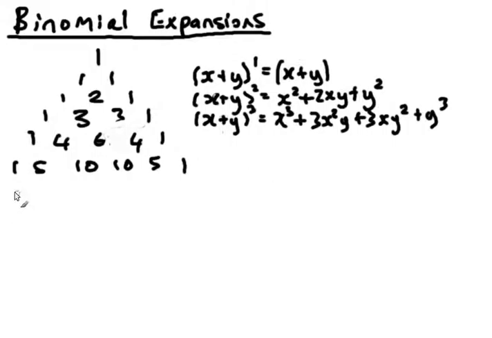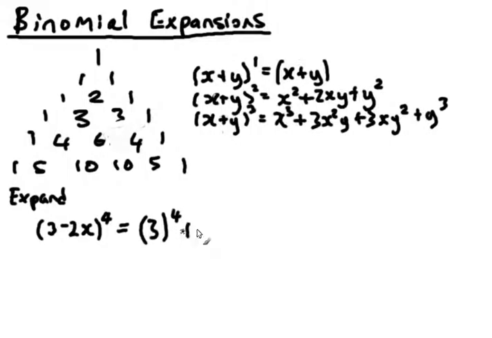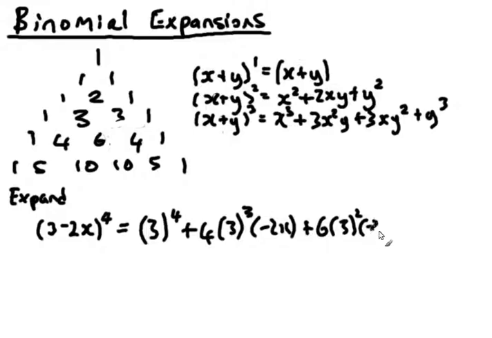It's useful for stuff like this, and this isn't an unusual question. Expand 3 minus 2x to the power of 4. Now naturally we're going to need the next row down. We're going to be doing 3 to the power of 4 first. Then we're going to be adding 4 times 3 cubed times minus 2x. Then 6 times 3 squared times minus 2x squared. And then 4 times 3 times minus 2x cubed. As you can see, one power goes down, the other power goes up. And then minus 2x to the power of 4.